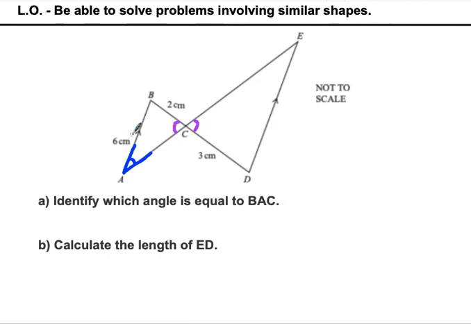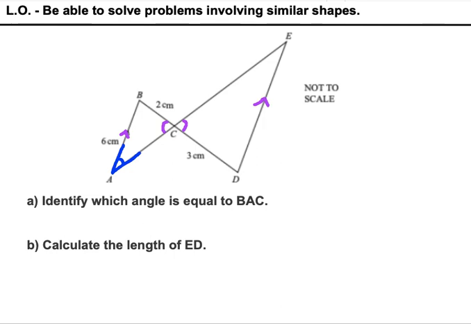What we can see here is that these lines are parallel because of the arrows marked on them. That gives us an idea of how we can proceed. When we have parallel lines, there are two key rules that we can use. One is that alternate angles are equal. Another one is that corresponding angles are equal.